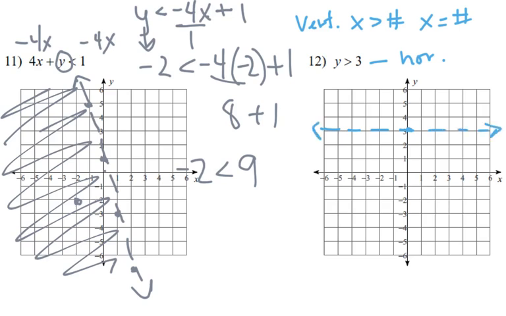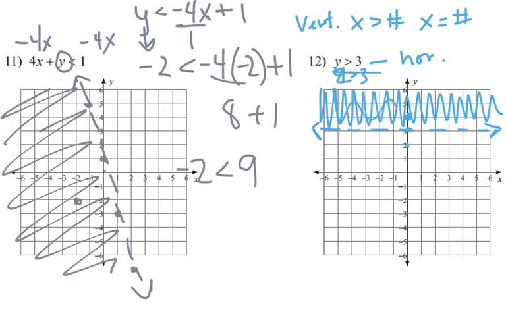And then is y bigger or smaller? Well, it says y is greater. Greater would be above for the y value. Less than would be below. If you want to check that, pick a point 4. Is 4 greater than 3? Yes. Pick a point 2. Is 2 greater than 3? No. So we shade above. Those ones are the easy ones.